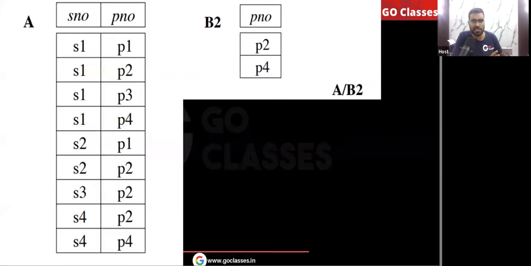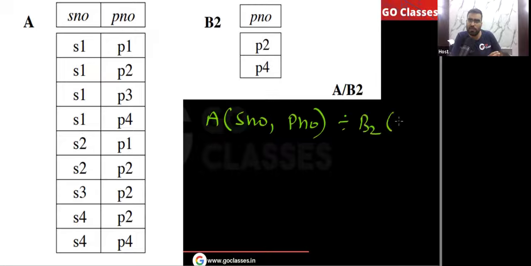Now let's see an example. With an example, this will become very clear. So this is your table S number, P number. This is your table P number. Okay. So first you tell me, A has S number, P number, right? Tell me what will be this divided by B2 P number. Tell me the result first.